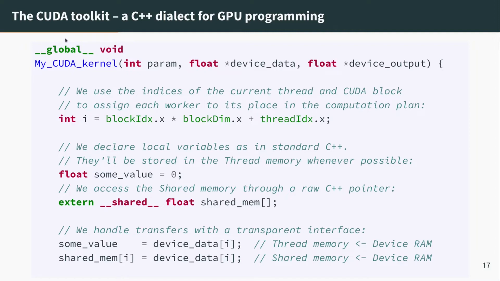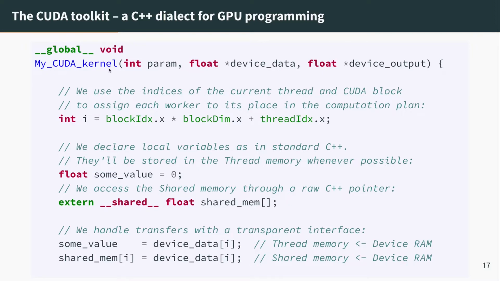So first, those underscore keywords are the new keywords that are defined by NVIDIA. So global means that this function is going to be parallel code that's going to be executed by the blocks. And we do not return anything. We directly read and write from the memory.